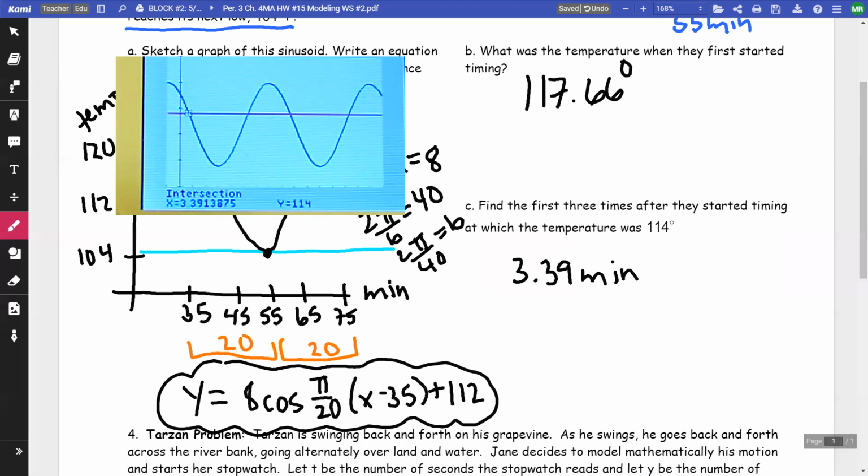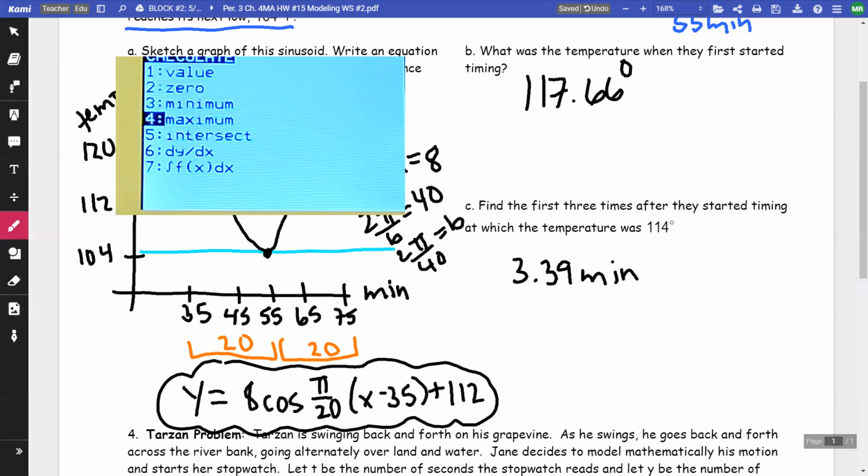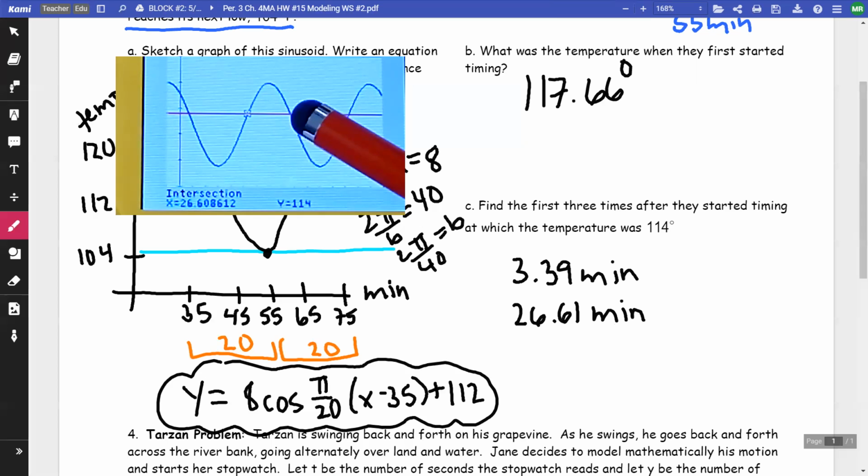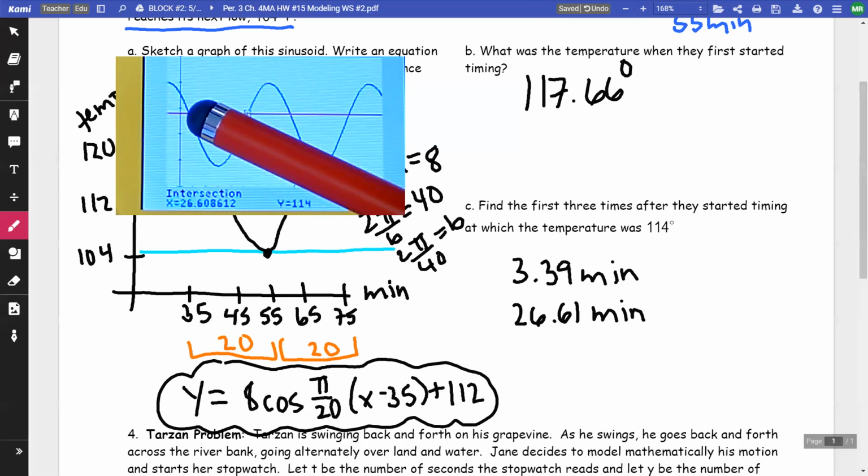Okay, so now I want to find this one. So I'm going to do the same thing. Second calc, go to intersect again. And this time, I'm going to arrow up to my line. If I'm on my curve, it's fine, but I've got to go down and up. If I'm on my line, I can just go straight across. So I want this one. I hit enter, enter, enter, and I get 26.61 minutes.